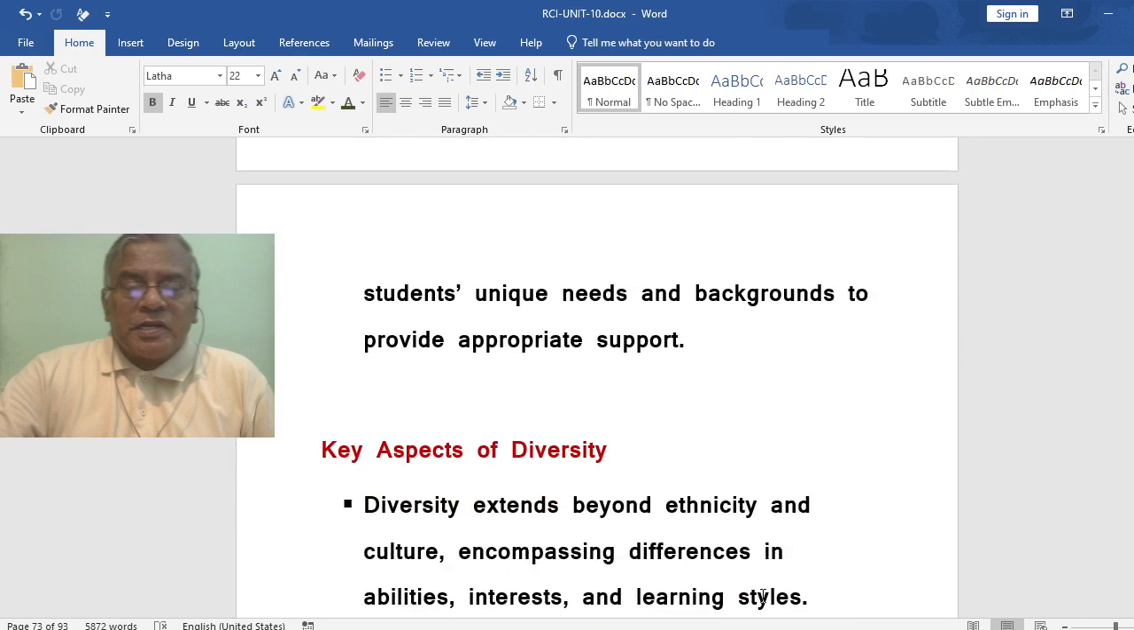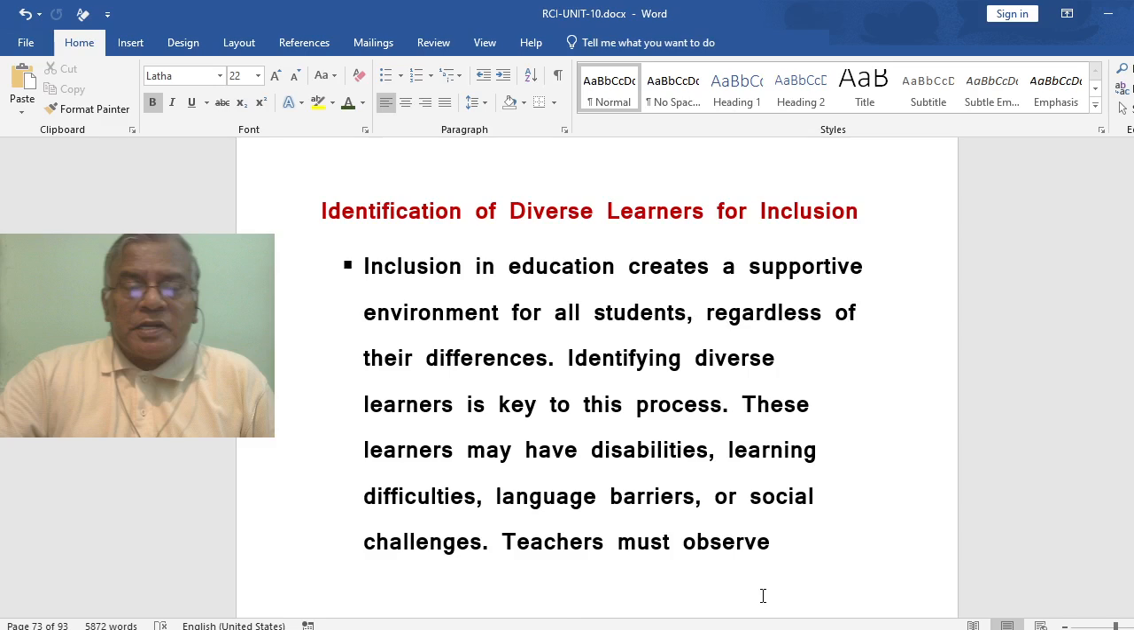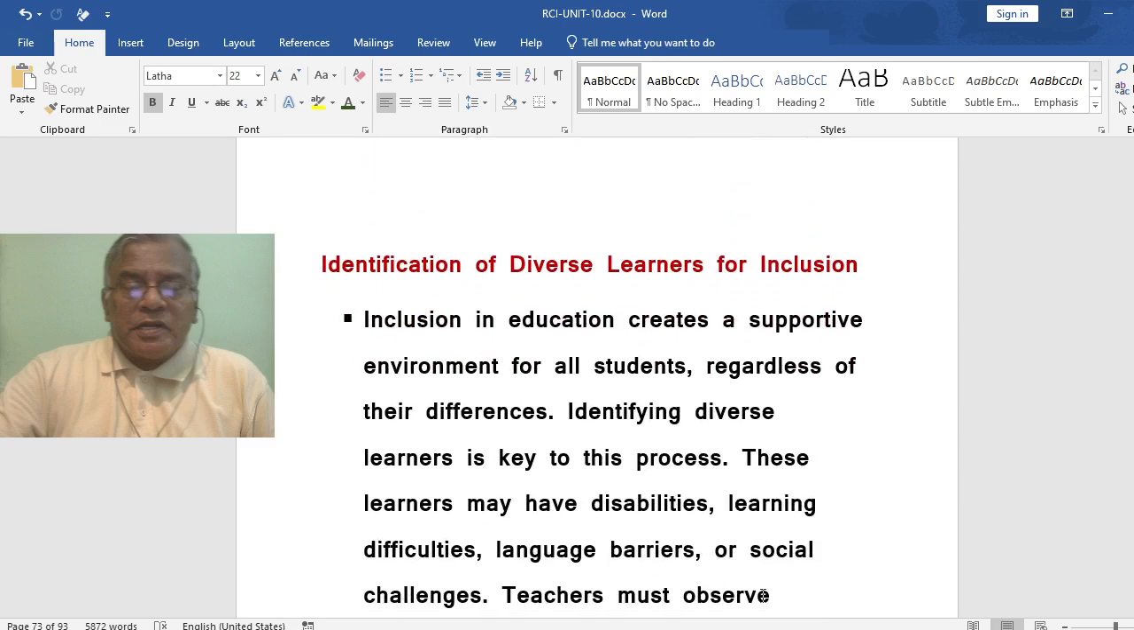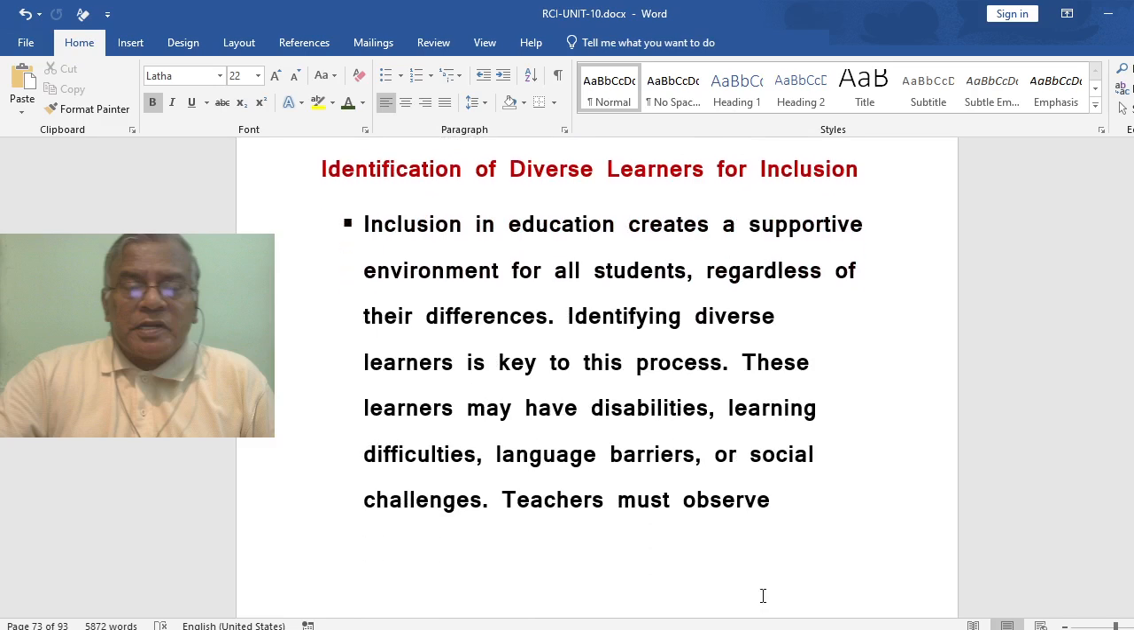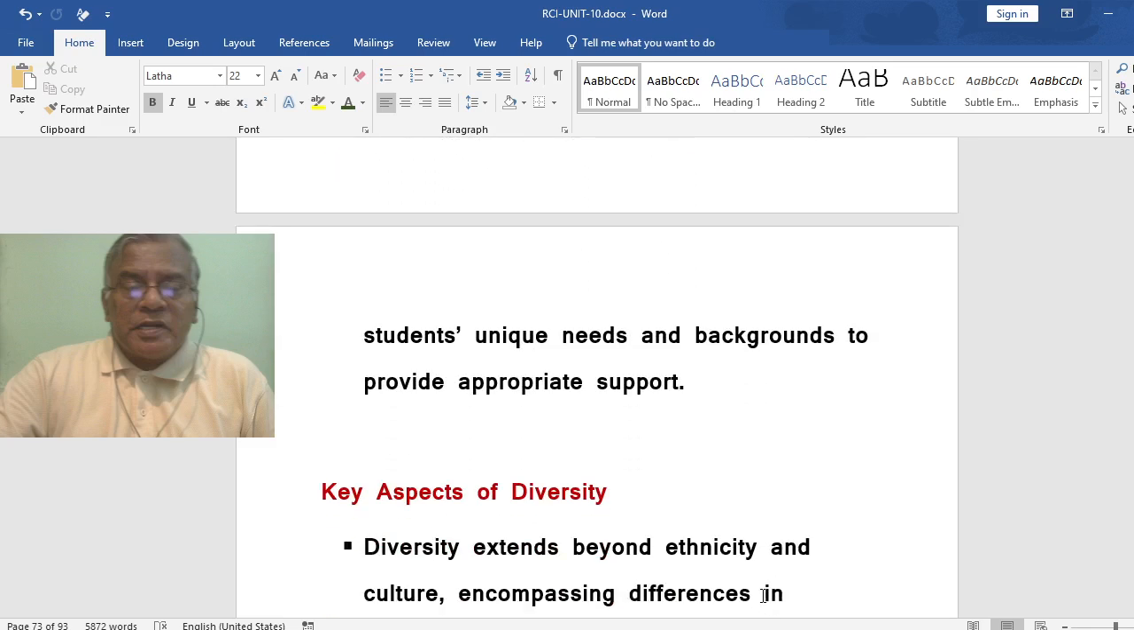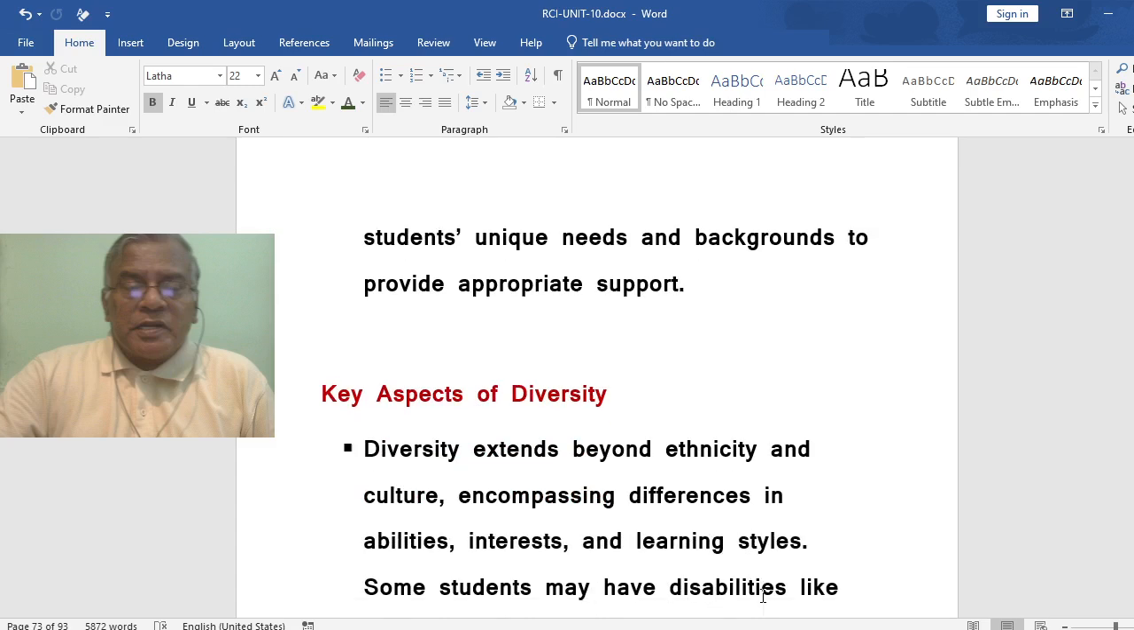Yes. How to identify diverse learners for inclusion. Inclusion in education creates a supportive environment for all students regardless of their differences. Identifying diverse learners is key to this process. These learners may have disabilities, learning difficulties, language barriers, or social challenges. Teachers must observe students' unique needs and backgrounds to provide appropriate support.